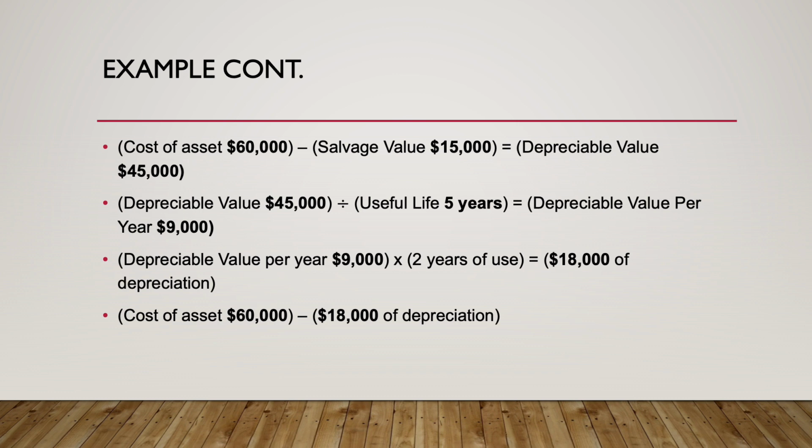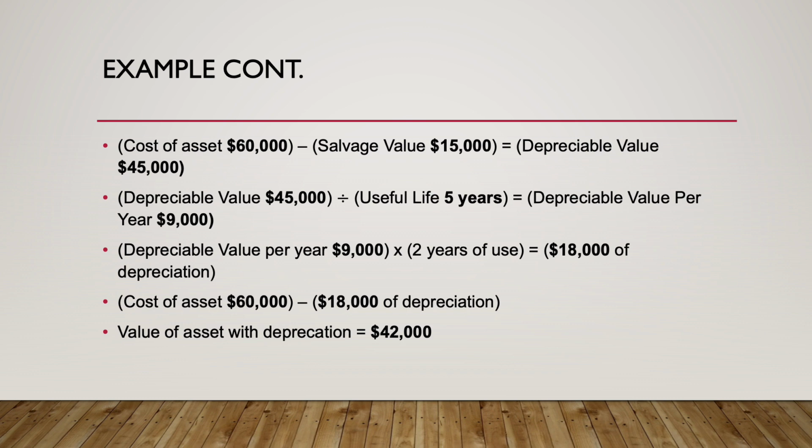Finally, we take the cost of the asset, $60,000, what we paid for it, minus the $18,000 of depreciation, and we have a value. The value of our asset with depreciation is now $42,000. Now, using journal entries, we can adjust the value of our asset to express how our company car lost value over time.